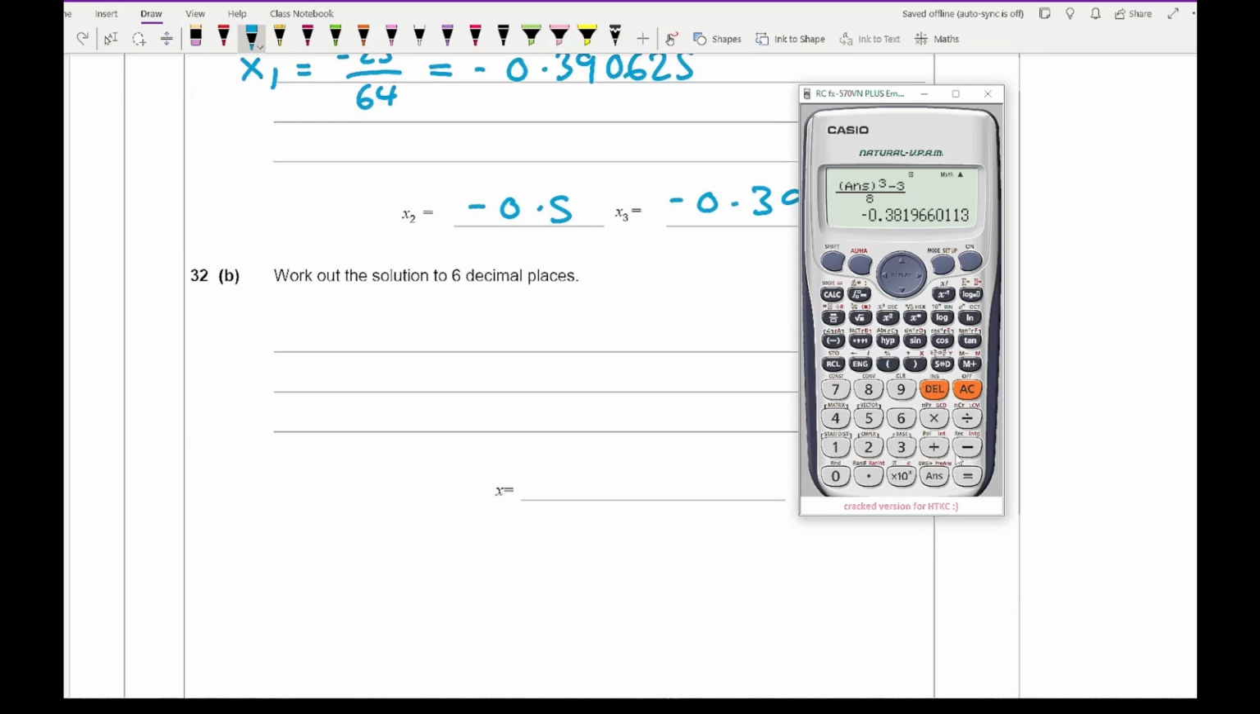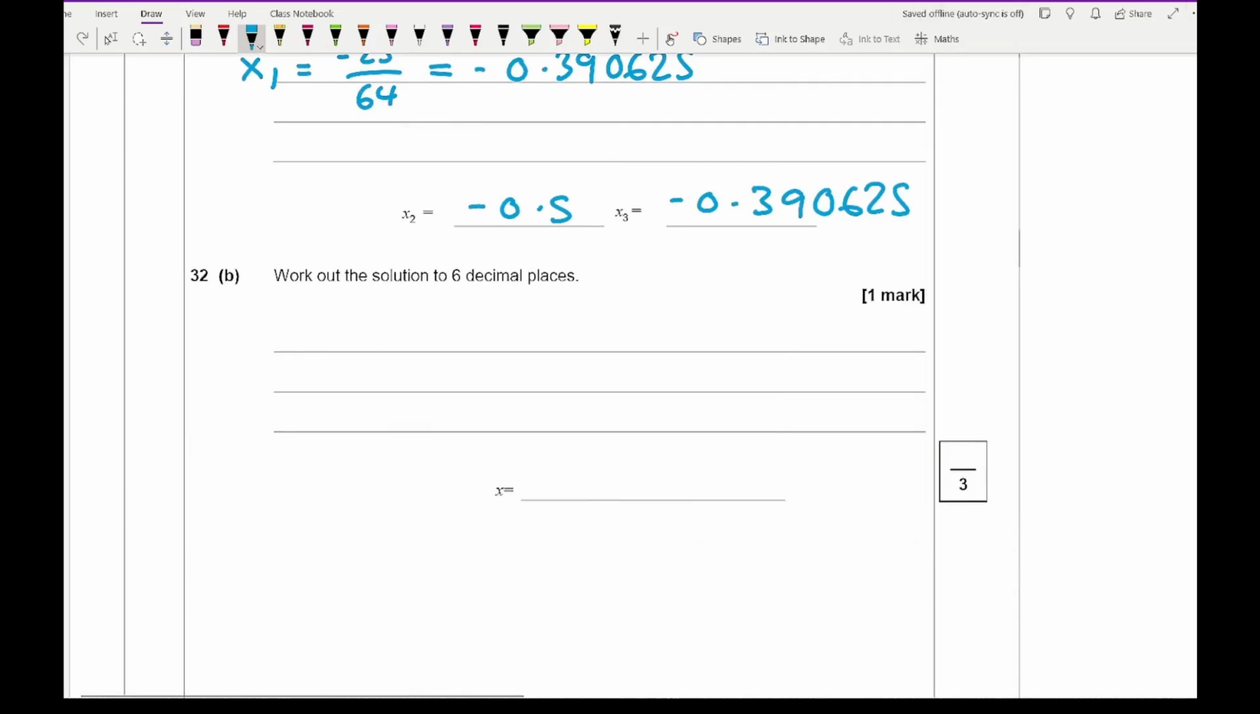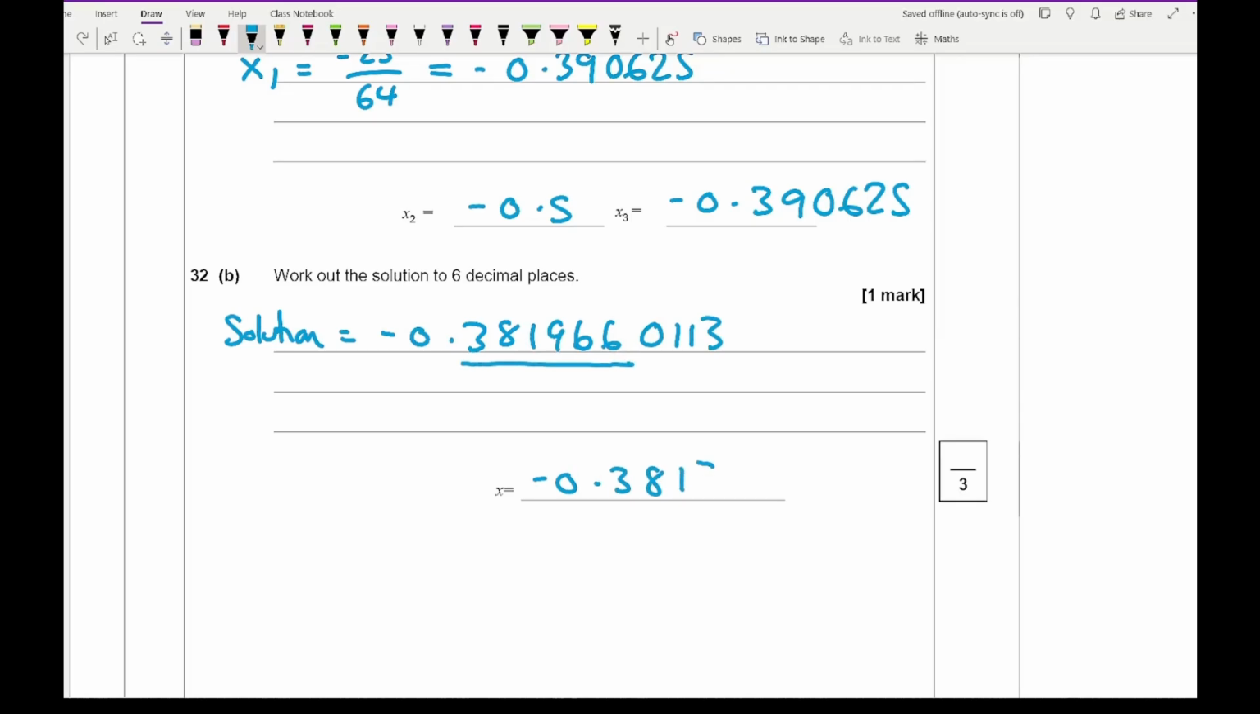So here the actual answer, or the solution, is equal to minus 0.3819660113. We then want to round this number up to 6 decimal places. So the answer is minus 0.381966.